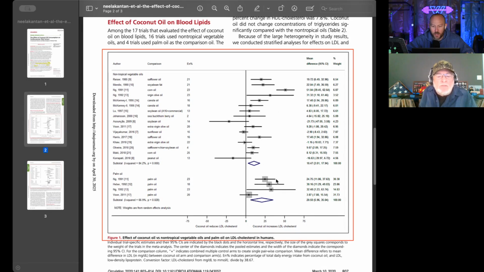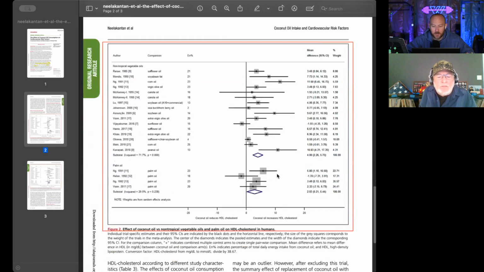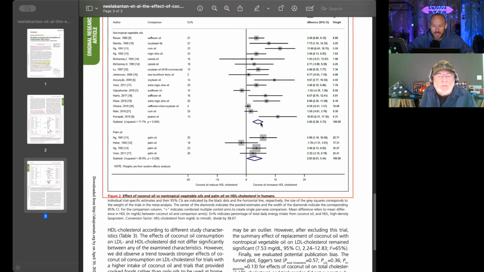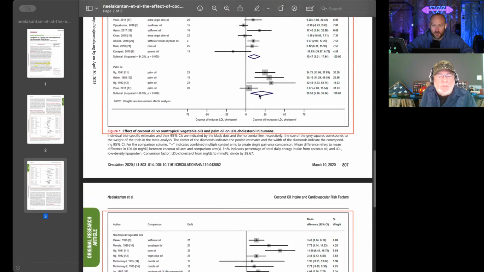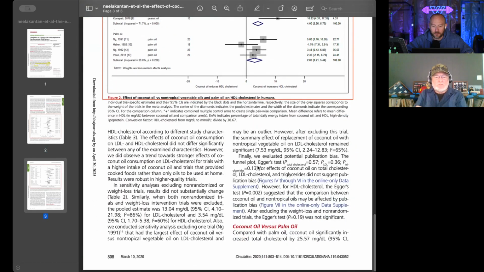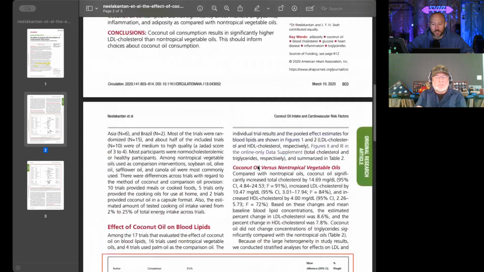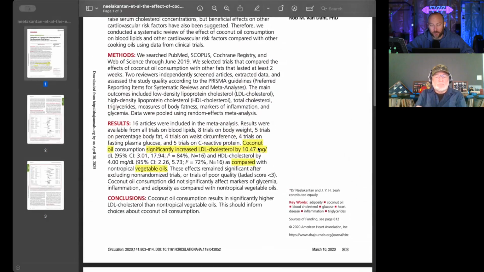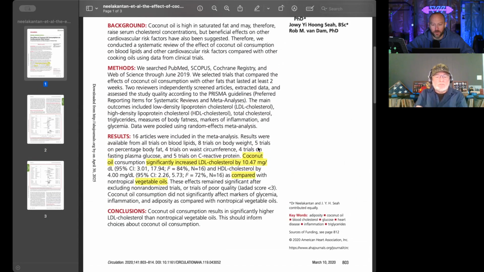Vast majority of these trials, coconut increases LDL cholesterol. And again, we have our diamonds, so this is our net effect size of all of these studies combined, and all of them are to the right, and they are all statistically significant, meaning there's a small, almost no chance that the results of these trials are due to random chance. All right, so they did find an increase by 10.5 milligrams per deciliter compared to vegetable oils.